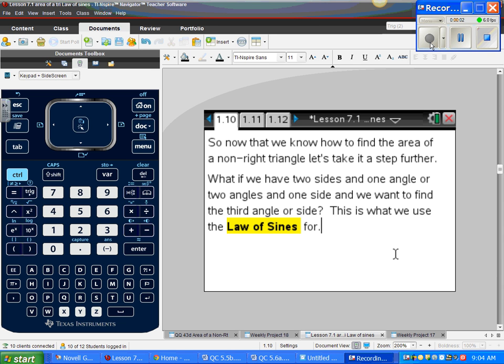All right, so what we're going to be talking about today is something called the law of sines. Last class we talked about the area of a non-right triangle, right? So we're going to extend from that to law of sines. What law of sines allows us to do is find a missing side or a missing angle, given the information that we already have about the triangle. We're going to do quite a few examples of that today, and spend tomorrow on it as well. So we'll be doing this kind of thing for the next week and a half, probably.